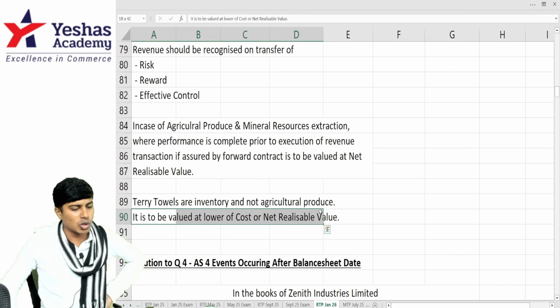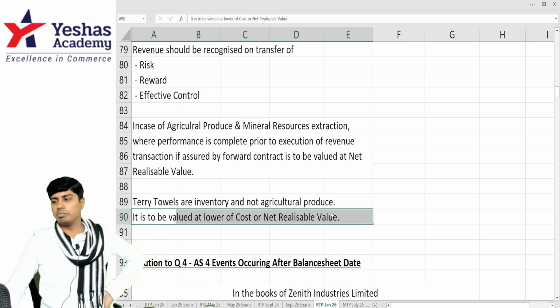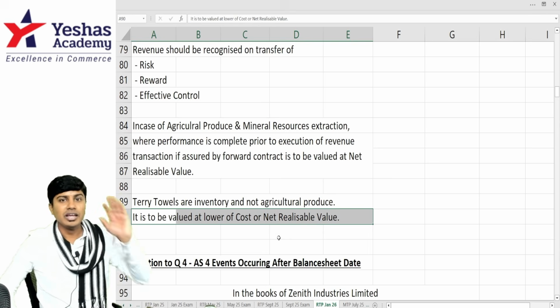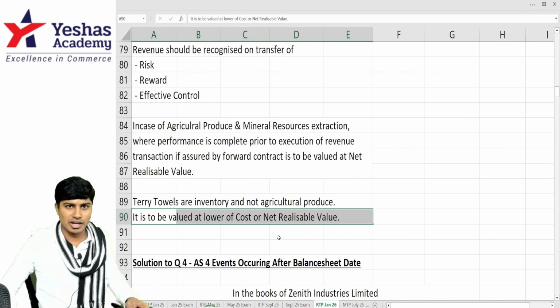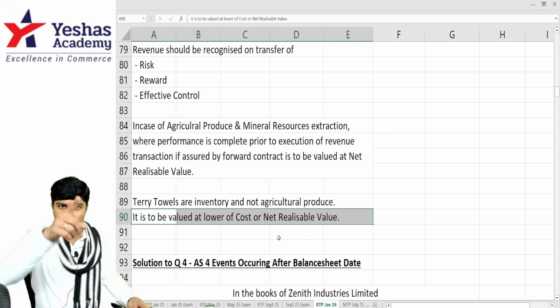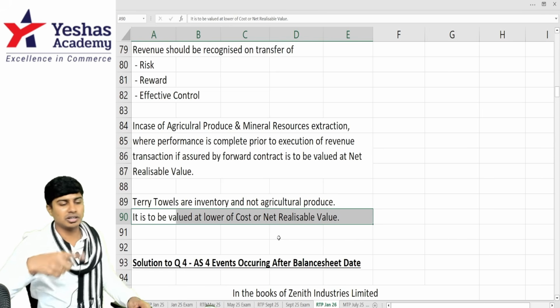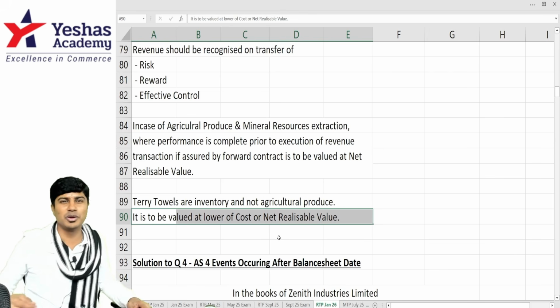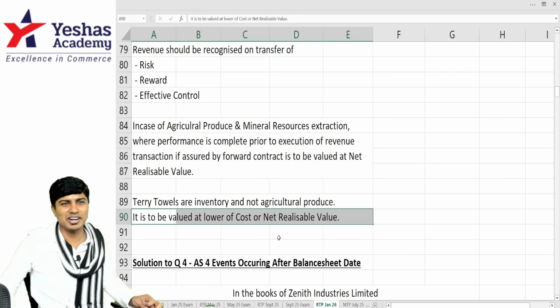So it should be valued at lower of cost and NRV. Accounting treatment followed by the entity is incorrect. Wrong answer, whatever they've done. Our answer: what you've done is wrong. You correct your mistake. If not, we will give you a qualified opinion under SA 700 or 705.